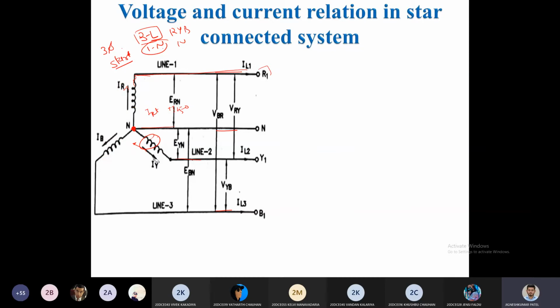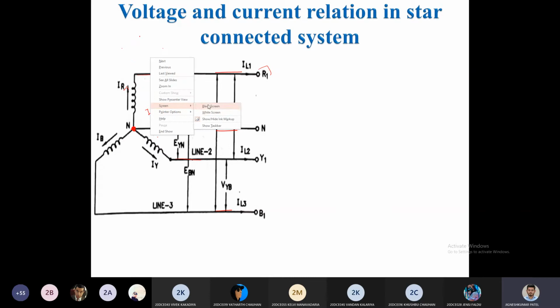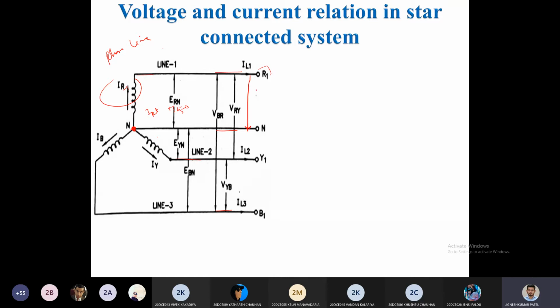Now let's understand what the different scenarios are. What would be the different voltages over here? Now I have four wires. If a current is flowing from the neutral towards the line, this current is known as phase current, or you can say line current. Then there are different voltage levels over here. One voltage can be measured between R and N, the other voltage can be measured between R and Y, and a third voltage can be measured between R and B.